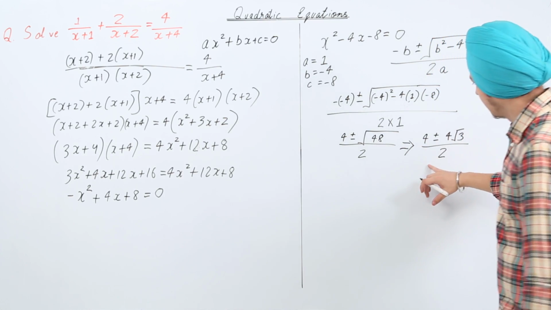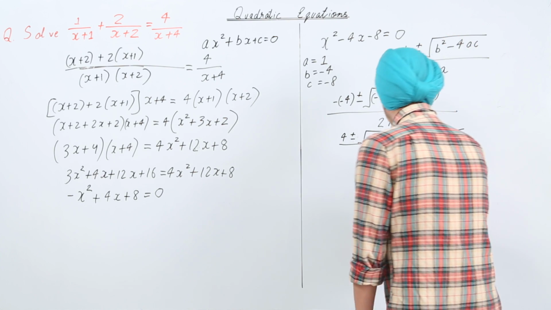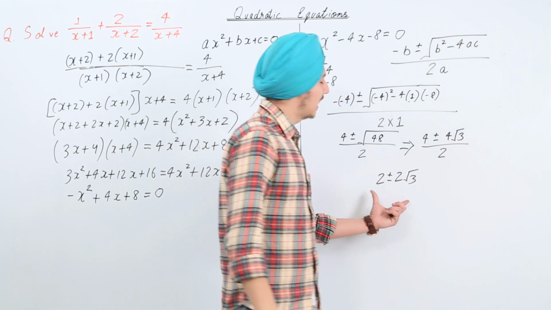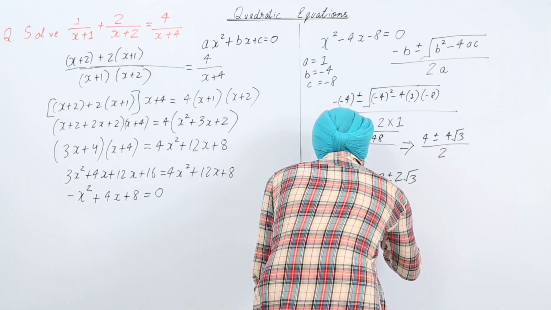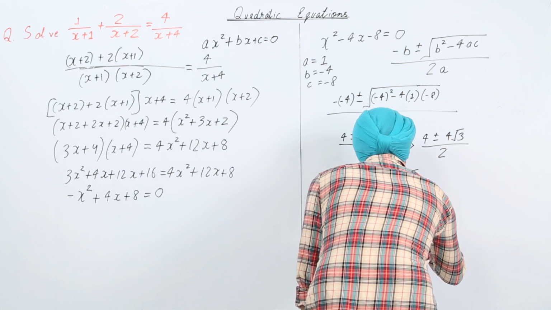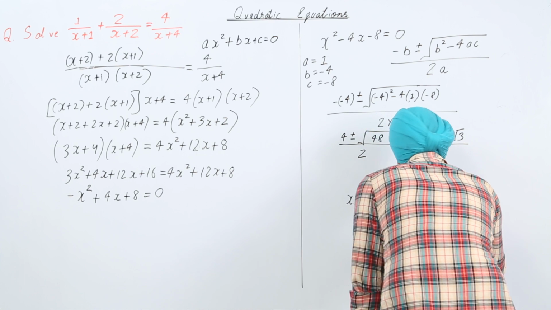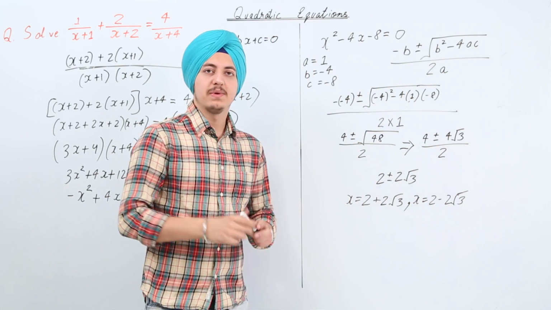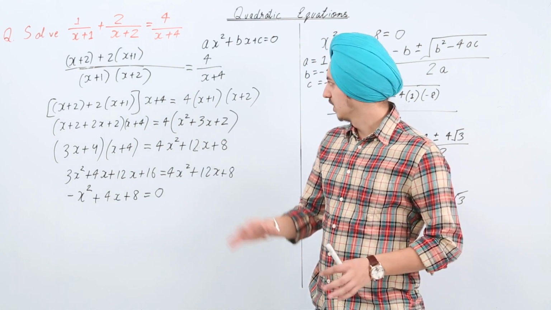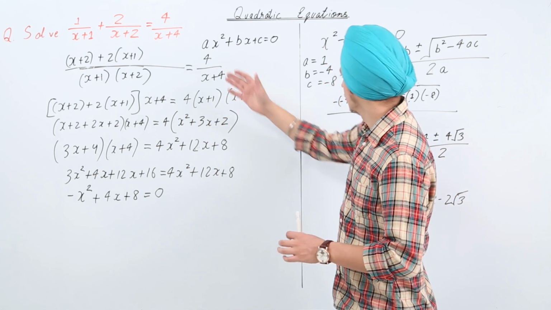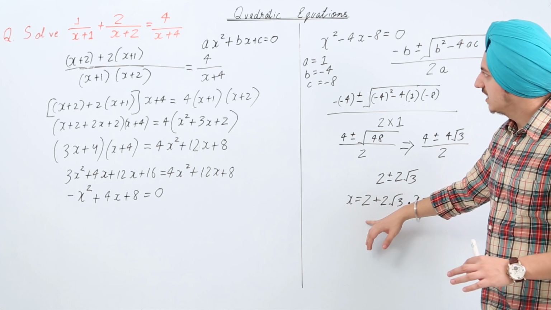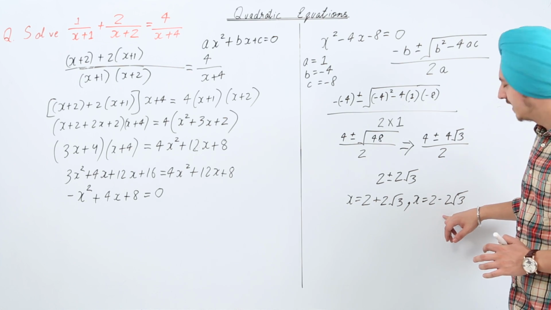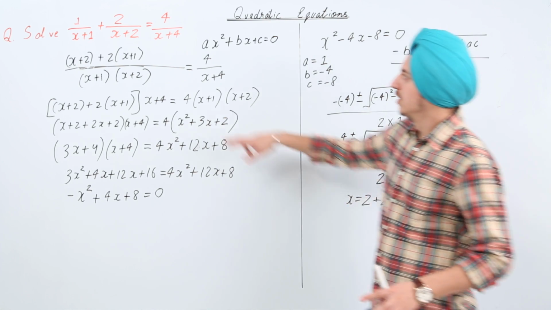Now this can again be further simplified into 2 plus minus 2 root 3. Now these are the two roots. We can write these as x equal to 2 plus 2 root 3 and x equal to 2 minus 2 root 3. All these questions are basically calculative questions. You just have to remember what you have to do and do the calculations. So the result is x is equal to 2 plus 2 root 3 and x is also equal to 2 minus 2 root 3. These are the two roots for this equation.